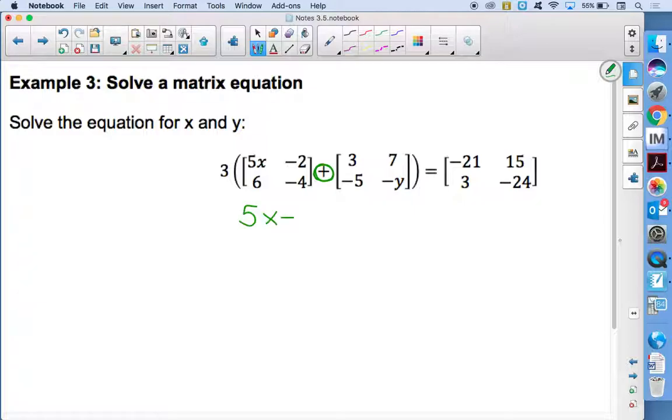So you can combine them by adding them. So it would be 5x plus 3. Negative 2 and 7 would give us 5. 6 plus negative 5 is a 1. And then the negative 4 minus y.